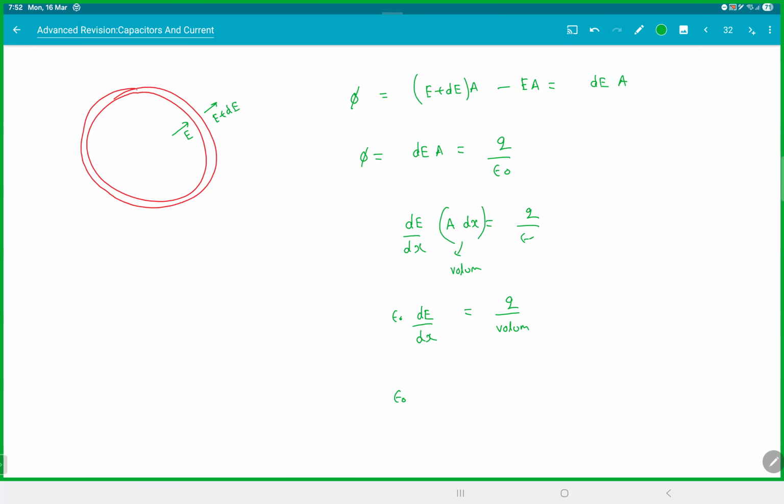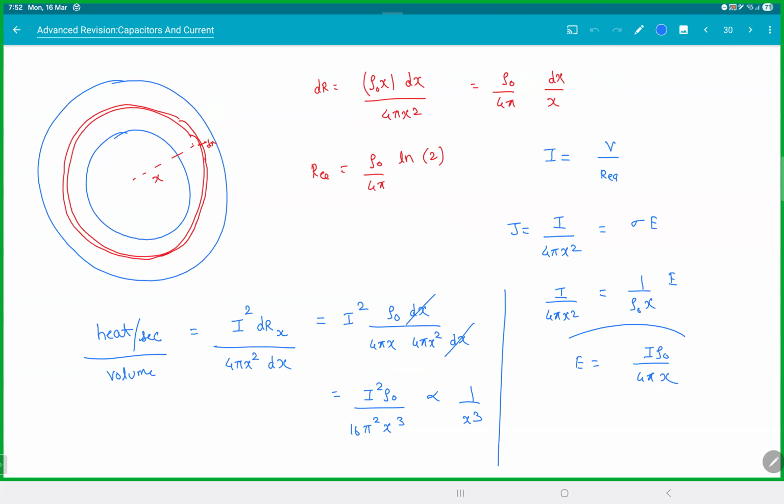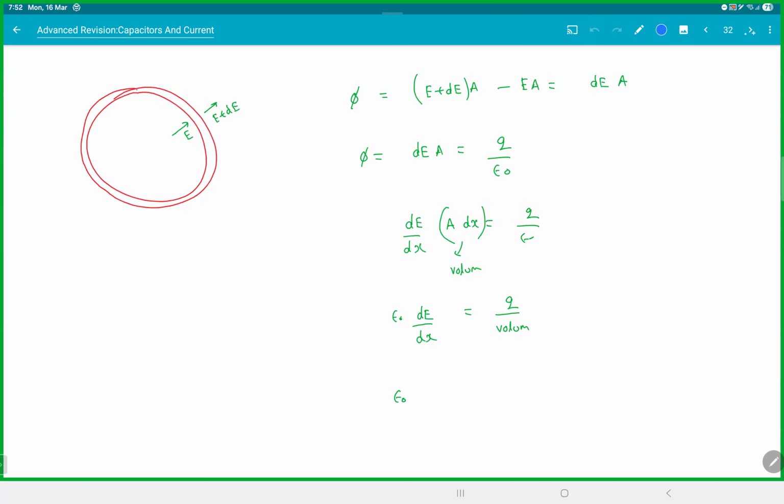And what is E? E we already calculated. E was this guy, I rho naught by 4 pi x. You need dE by dx. So I rho naught by 4 pi into minus 1 by x square. Yeah, substitute there and you're done. So I rho naught by 4 pi x square. So this is the charge per unit volume. So this conductor will actually have a charge distributed throughout. It's not neutral. Clear with this?